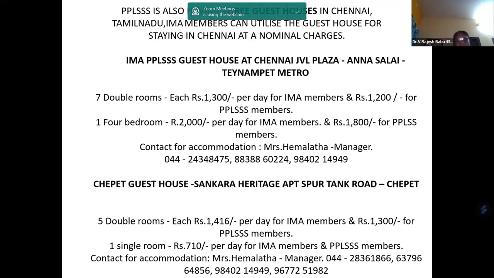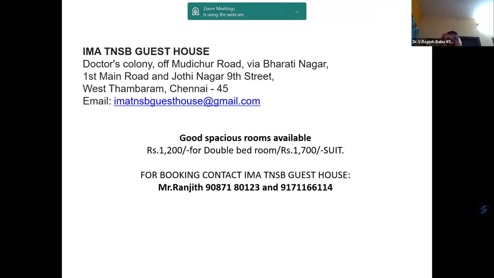And we need to contact the PPLS office, the lodge office at JVL Plaza. And another one is the PPLS IMA guest house. Good spacious rooms are available, 1,200 for a double bedroom and 1,700 for a suite. For this also, they need to contact the IMA office. These are all the schemes that are available.